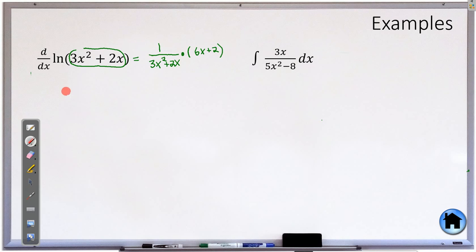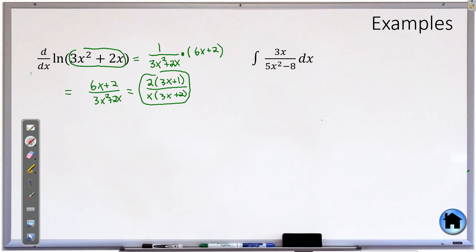And so if you rewrote that, you'd probably put the 6x plus 2 on top, divided by 3x squared plus 2x. I don't think that factors, but we might as well try. You can pull out a 2 on top, get 3x plus 1. And on the bottom, you can only pull out an x. So you'd get 3x plus 2. So close. We tried.